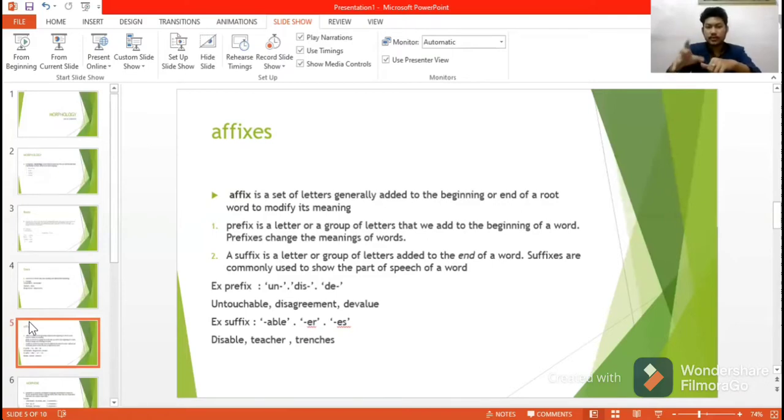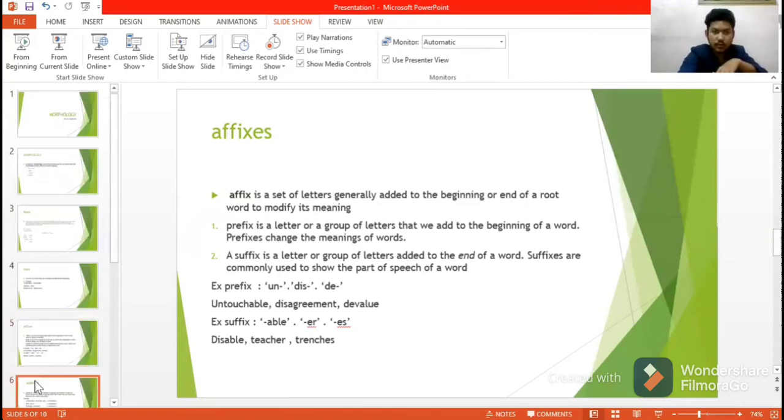Untouchable, disagreement, they follow. The prefixes are un, dis, and the. The examples of suffixes: disable, teacher, changes. The suffixes are able, er, and es. Okay.